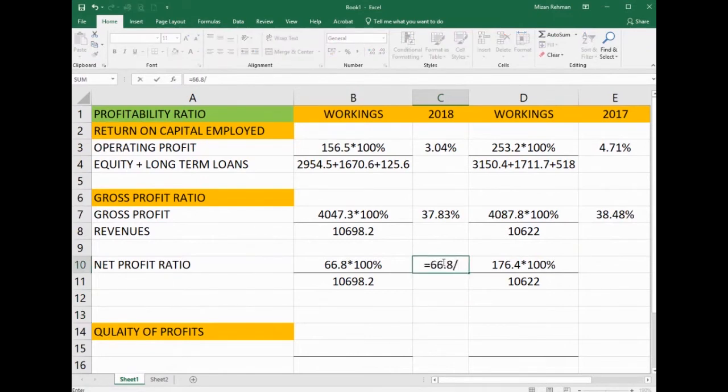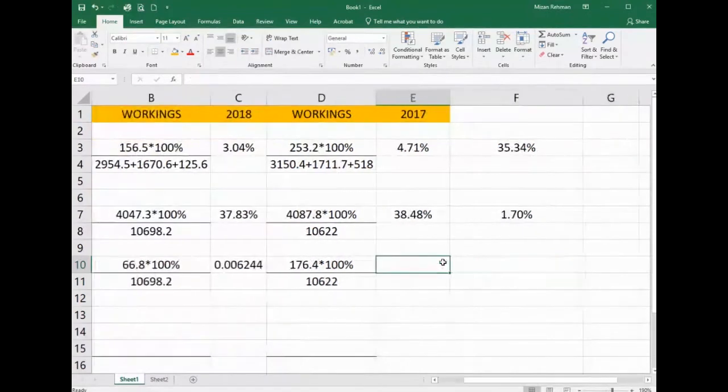66.8 divided by revenues, and let's do this one, and then I'll solve that out. 176.4 divided by the revenues figure, and we got this crazy looking figure. We can solve this out by pressing the percentage sign. We need decimal places, and I'll do the same thing with this one.